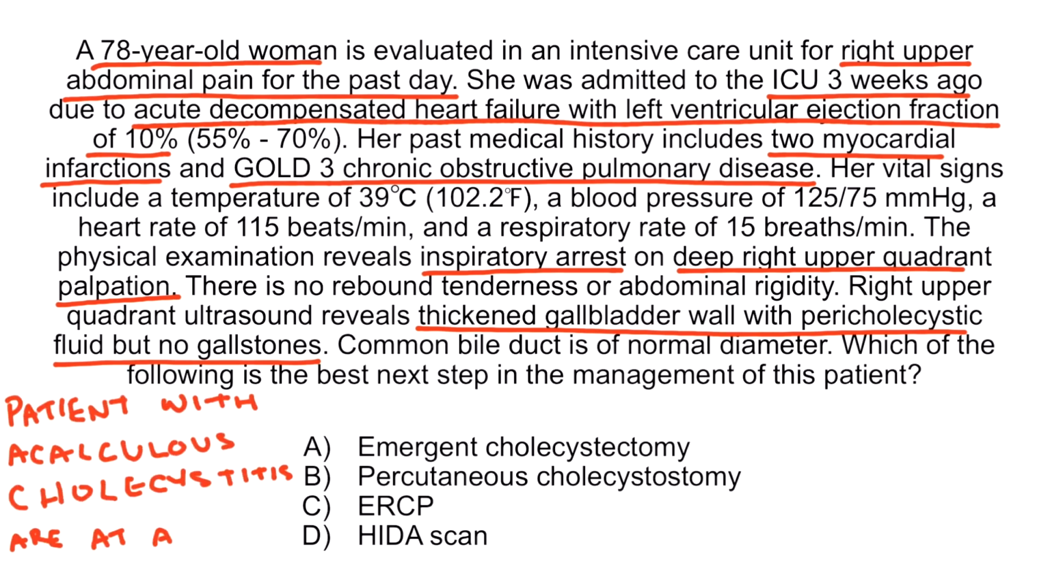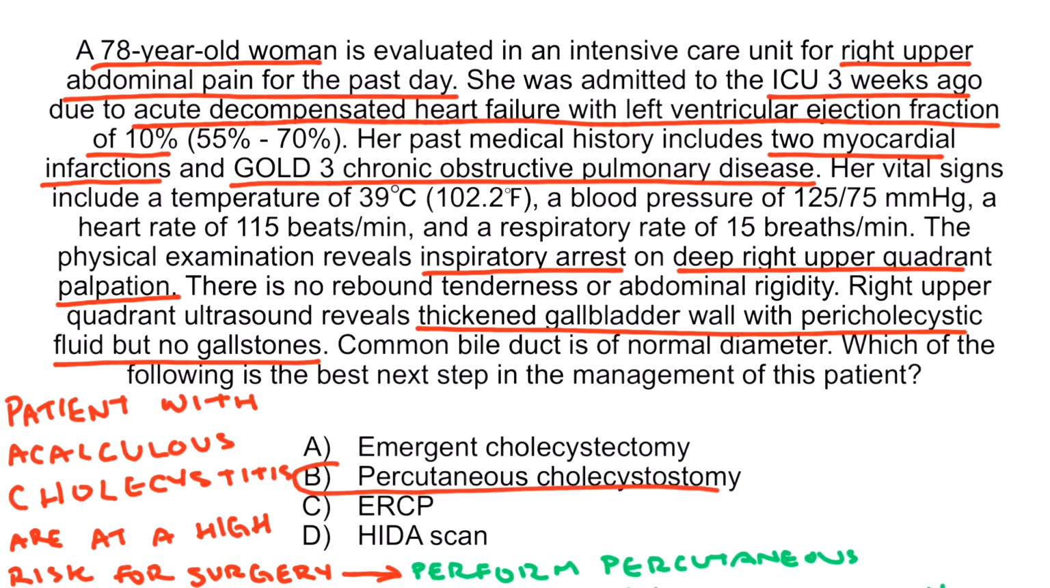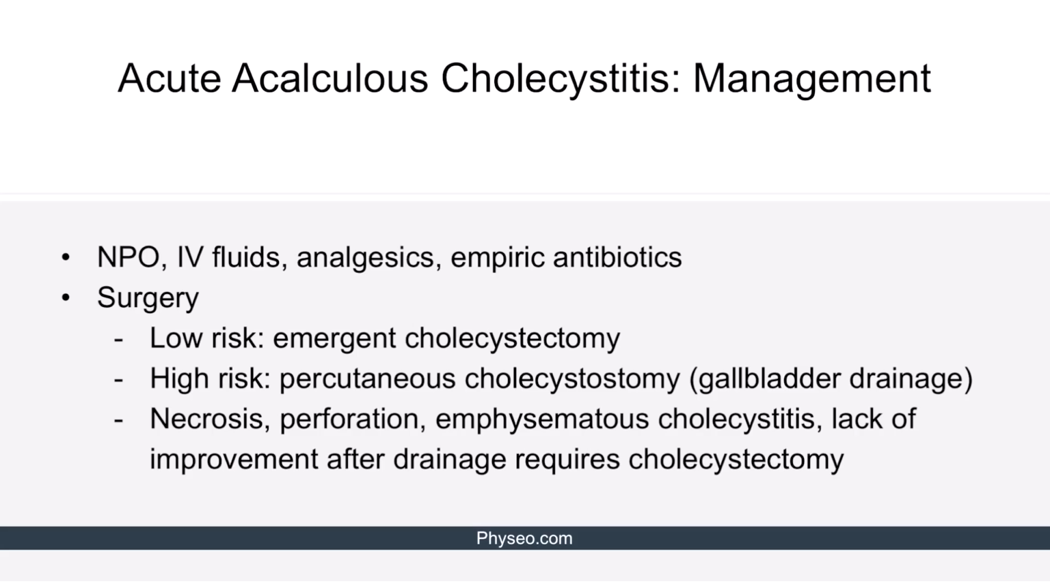This patient is at high risk for surgery due to her comorbidities. Therefore, the best next step in management of this patient's acalculous cholecystitis is percutaneous cholecystotomy. So the correct answer is option B. Again, here's a slide reminding us of the management of acute acalculous cholecystitis. Pause the video, take a moment to consider this slide once more.